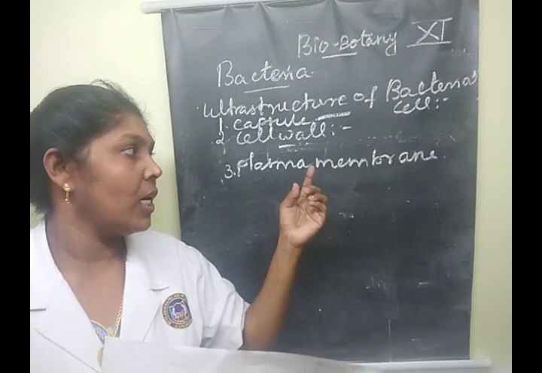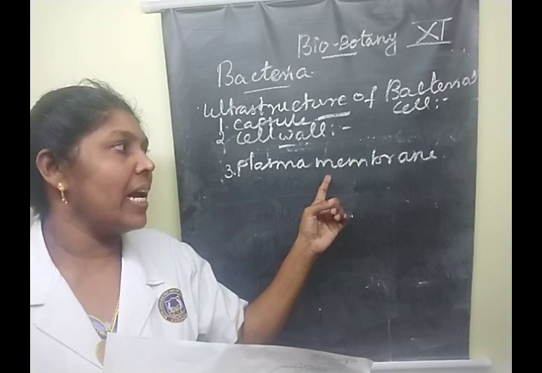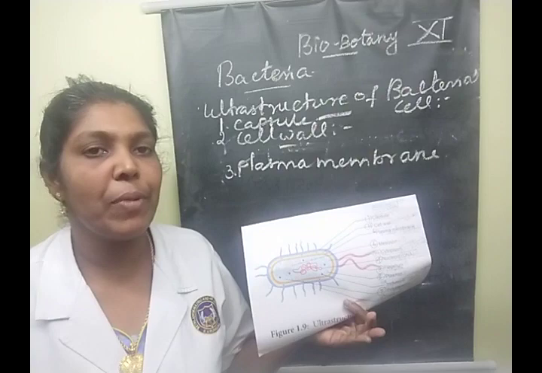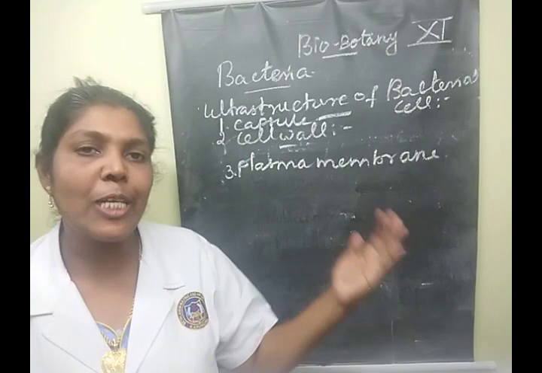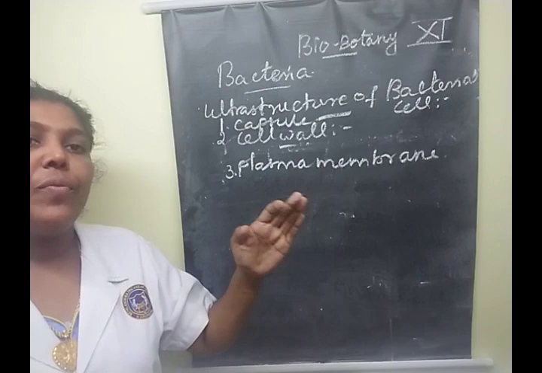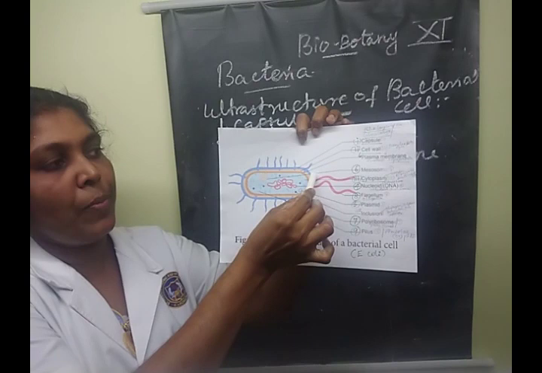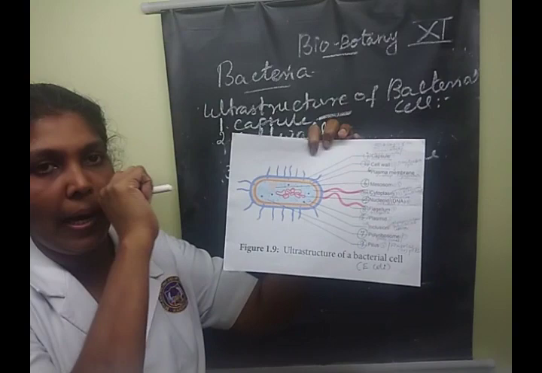Understood, children? Then the plasma membrane has many enzymes present, such as the enzymes for oxidation of metabolites, the respiratory chain enzymes, and also certain enzymes involved in the photosynthesis process, the photosystem. These are the enzymes present in the plasma membrane, the third layer. Clear? The blue color is the capsule or glycocalyx, the second layer is the cell wall, and the third layer is the plasma membrane.